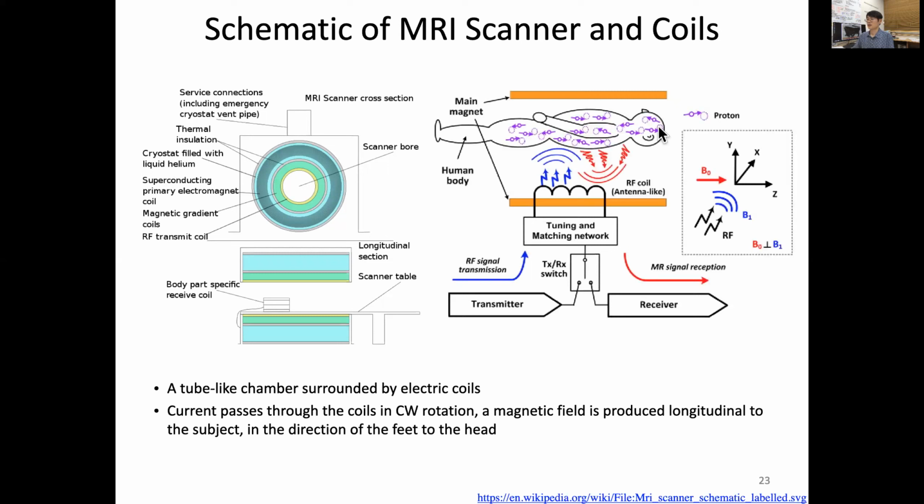The tube-like section is surrounded by electric coils, and the current passes through the coils, let's say in clockwise rotation. Then a magnetic field, by Faraday's law, will be produced longitudinal to the subject. So this is the direction of the magnetic field, from the feet to the head.